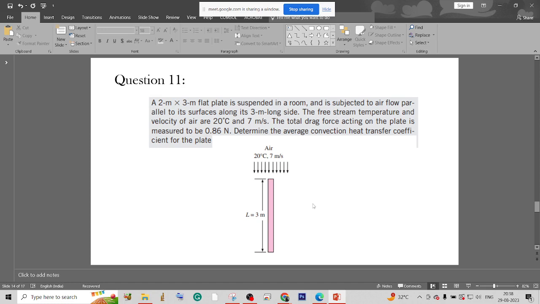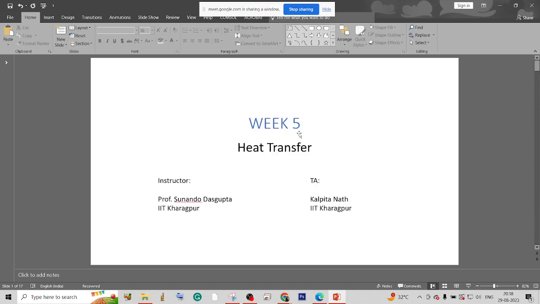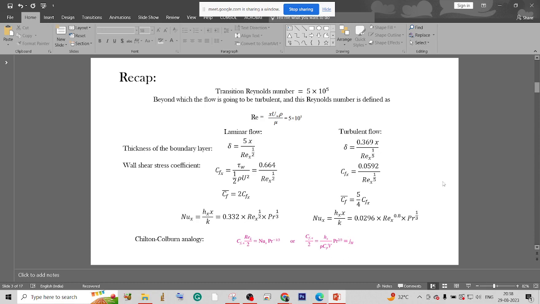Right? So if the value of the drag force is given, from there we can easily find out the drag coefficient, and from the drag coefficient we can easily find out which analogy we'll be using. Let's check. I told you this slide will be very useful. So this Chilton-Colburn analogy we'll be using.